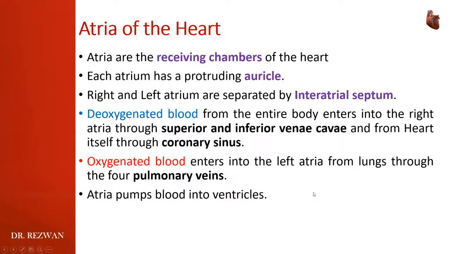Deoxygenated blood from the entire body enters into the right atrium through the superior and the inferior vena cava, and from the heart itself through the coronary sinus, because the heart has its own venous drainage, and that is mainly by the coronary sinus. So from the coronary sinus, blood will enter into the right atrium directly. Oxygenated blood enters into the left atrium from the lungs through the 4 pulmonary veins. Atria pump blood into the ventricles.